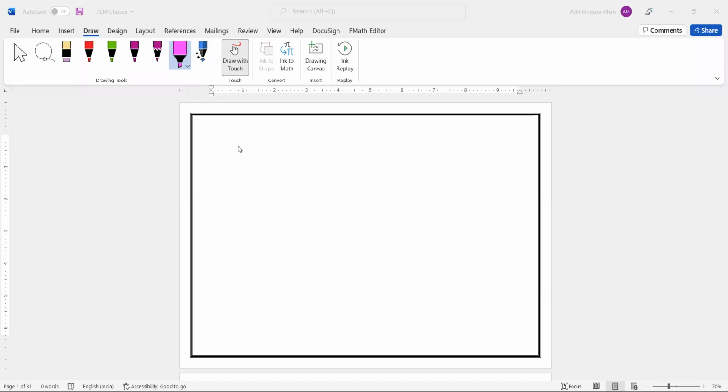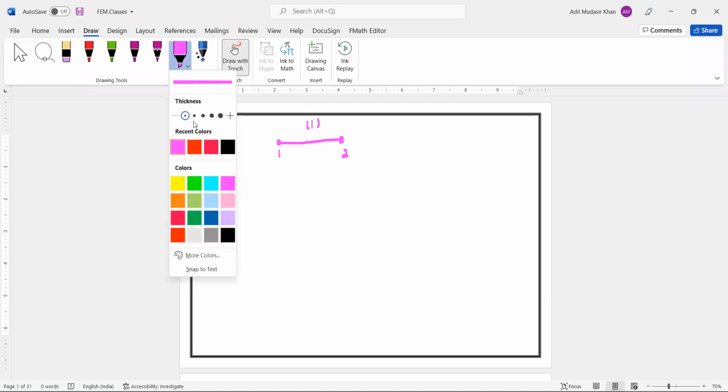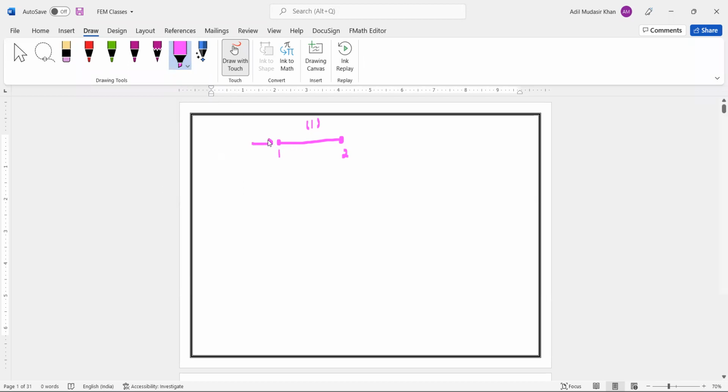So we will continue from our previous class. Now, if we return back, we had an element with node 1, node 2. This is element 1. Over here on this element, we were having force R, and here we have force F.